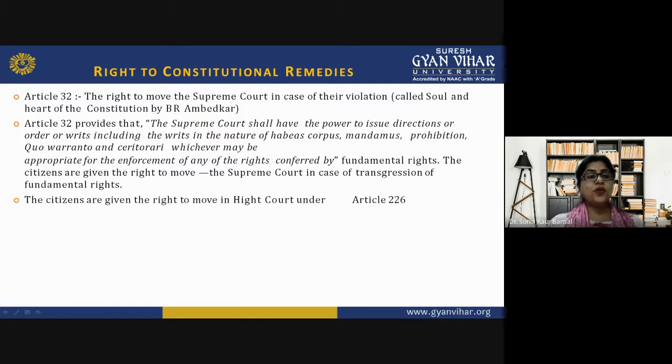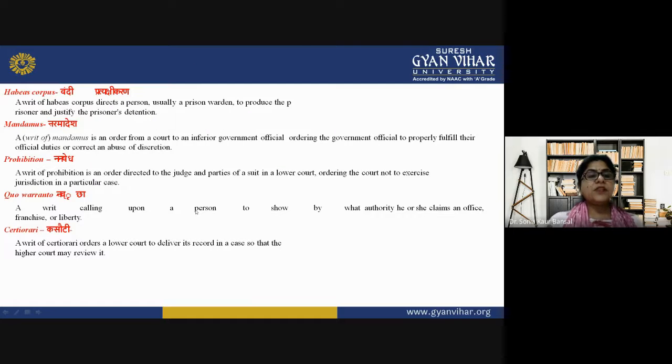So students, I hope you are really understanding it. So it is about the right to constitutional remedies. Now students, let's understand some of these concepts given in the constitution. That is habeas corpus, that is bandi pratyakshikaran in Hindi. A writ of habeas corpus directs a person, usually a prison warden, to produce the prisoner and justify the prisoner's detention.